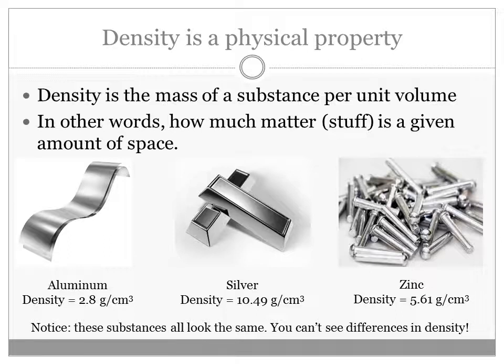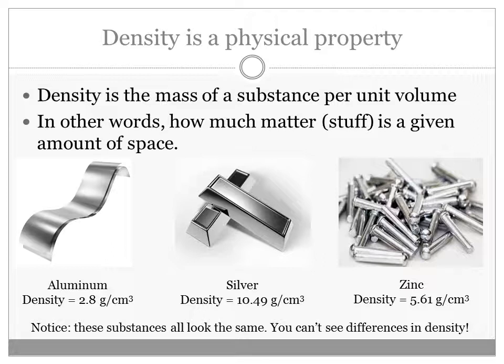So for example, here I have 3 different metals: aluminum, silver, and zinc. If you look at them, they all look the same. But the density of aluminum is 2.8 grams per centimeter cubed. Density of silver is 10.49 grams per centimeter cubed. And the density of zinc is 5.61 grams per centimeter cubed. So even though they look the same, if you were to pick them up and put them on a balance and compare their masses, if you had the same volume of each, you would be able to tell them apart.